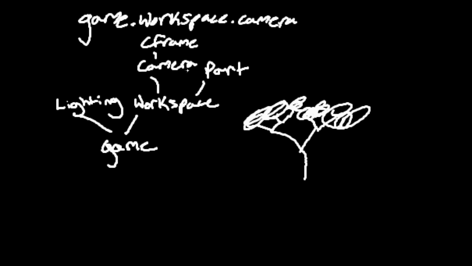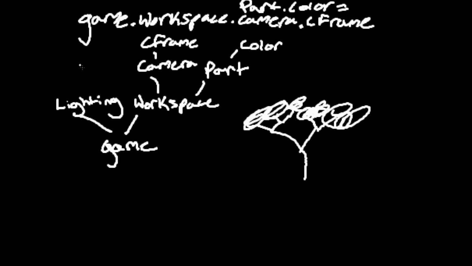CFrame is a way of storing position and rotation in one spot. So this would be like the camera's position in the world. We could do camera.CFrame. We could get the part's color. Part has a property called Color. So instead of doing camera, we could do part and then index its color. We could even assign the color to be a different color. Think back to Color3.fromRGB. We could use that to assign the color.